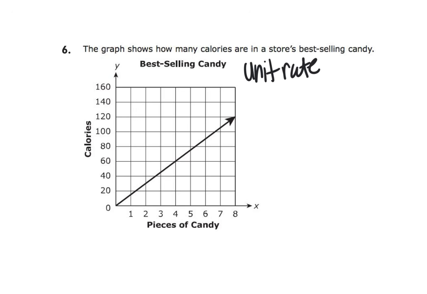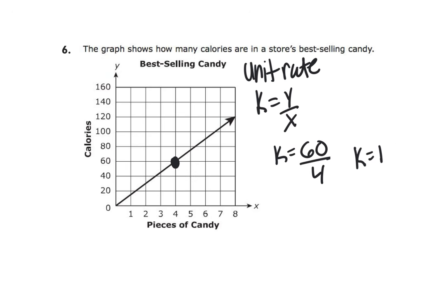Remember, the constant rate of proportionality is your K, and K equals Y over X. So I'm looking at the graph, and I see right here where it says 4 and 60 is a perfect cross on the graph. So my Y is 60, and my X is 4. So my K equals 15.